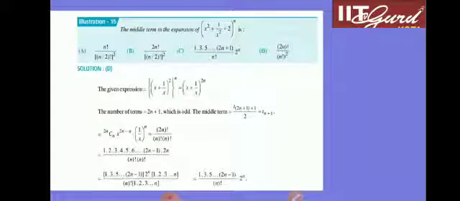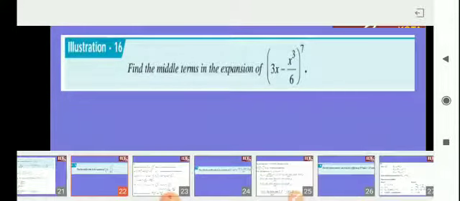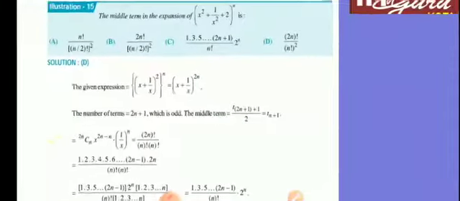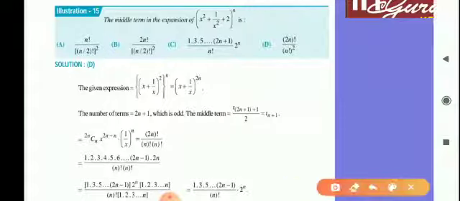Fine. Let me do this problem. This is the middle term, sorry, the middle term you have to find. Find the middle term of the expansion of x square plus 1 by x square plus 2 to the whole power n. These are the four options. You can solve this. X square plus 1 by x square.